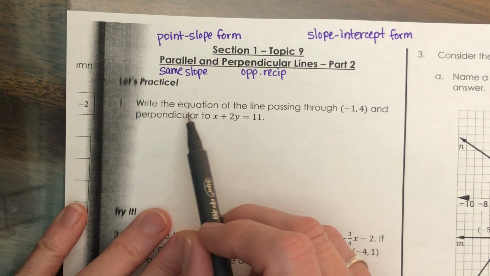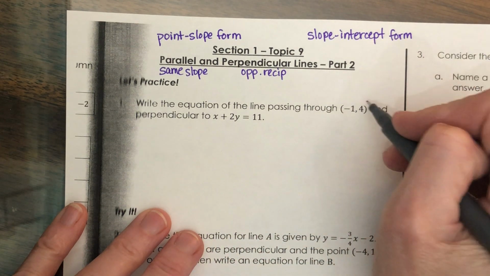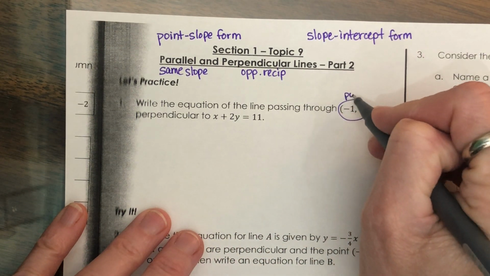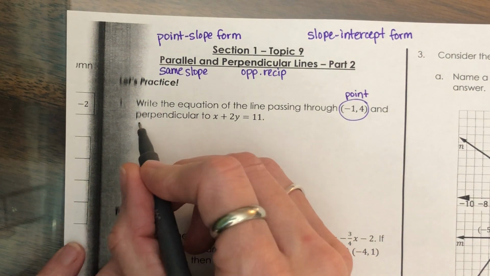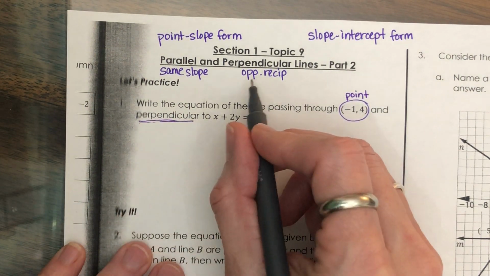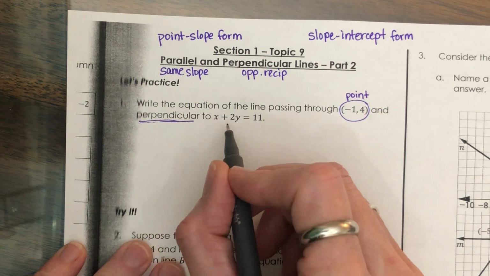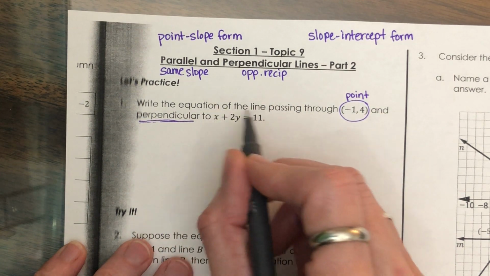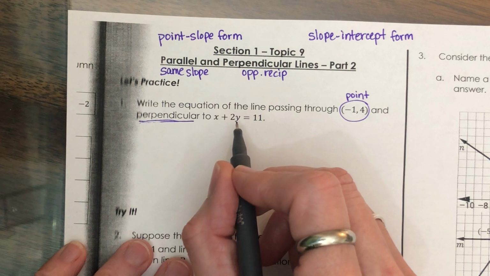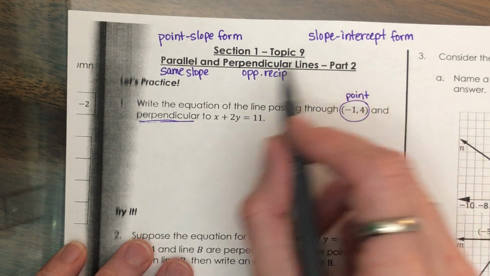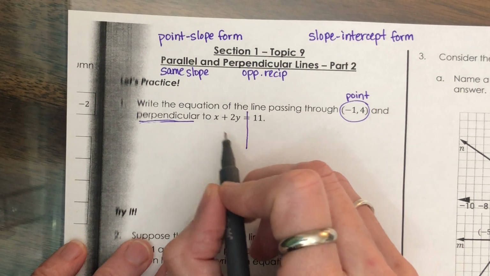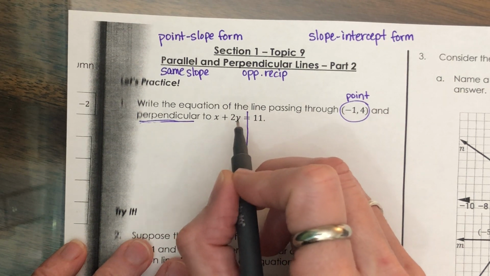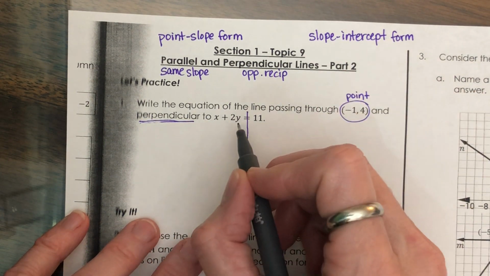All right, so this says write the equation of the line passing through. Look at this. They gave us a point and perpendicular to this. Perpendicular, remember, opposite reciprocal. So we're going to have to find the opposite reciprocal of this slope, but this is not ready to look at to find slope because it's not in slope-intercept form. So we're going to do our little bit of algebra here to move your x over to the other side, and we're going to try to get y by itself so we get in slope-intercept form.